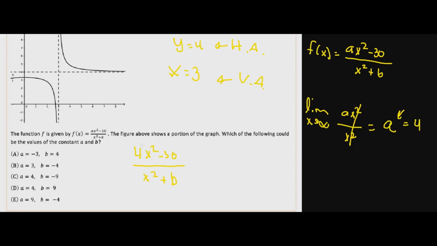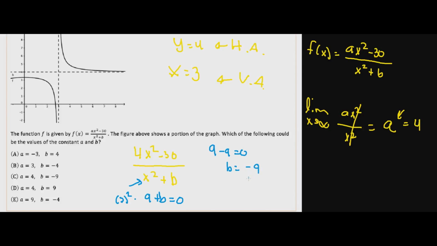Okay, if we want to find our vertical asymptotes, what that means is we need to focus on the denominator. If I plug in 3 into my denominator, I'm going to get 3 squared, which is 9. So I'm going to get 9 plus b, and this should equal 0, right? I should get 0 here because when I plug in 3 on the denominator, I should get 0. So what does b have to be? Well, b has to be negative 9. 9 minus 9 is 0. Therefore, I can conclude that b has to be negative 9.